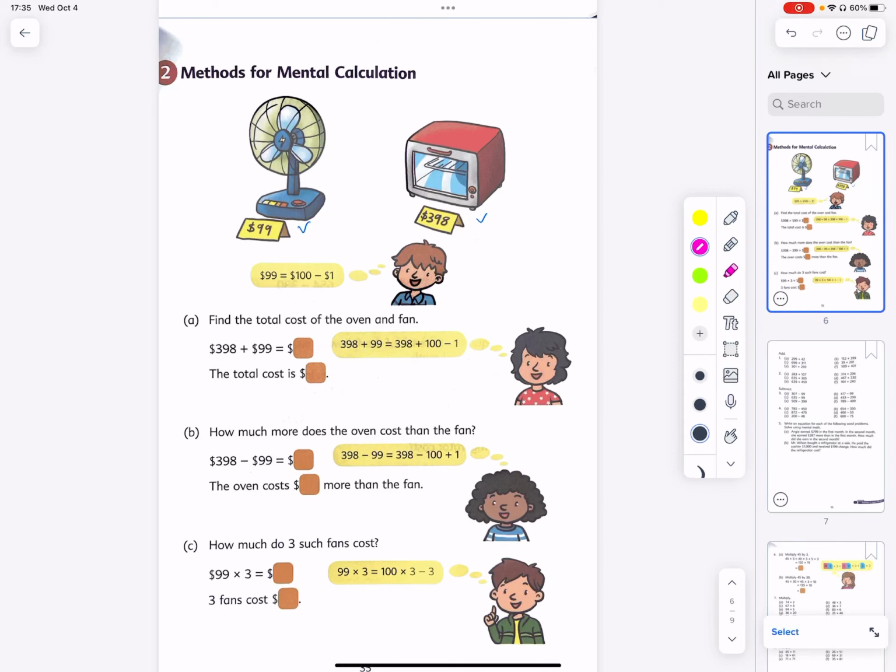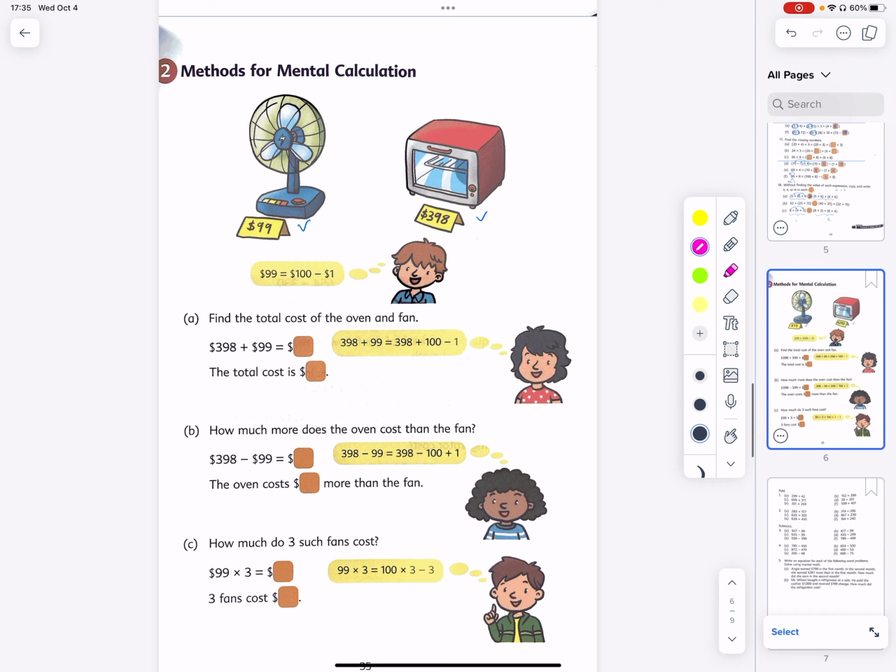The topic of today's lesson is methods for mental calculations. We're going to do all math in our heads. In other words, no pens and pencils, friends. We're going to send our brains to the gym.